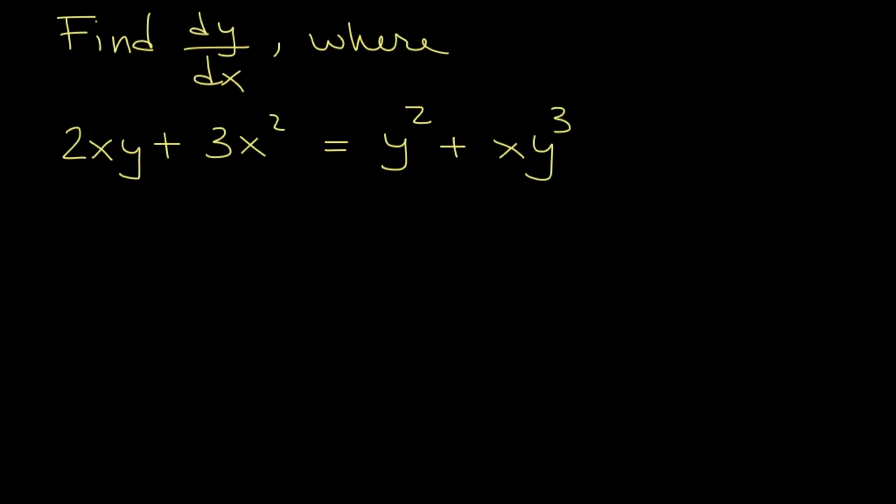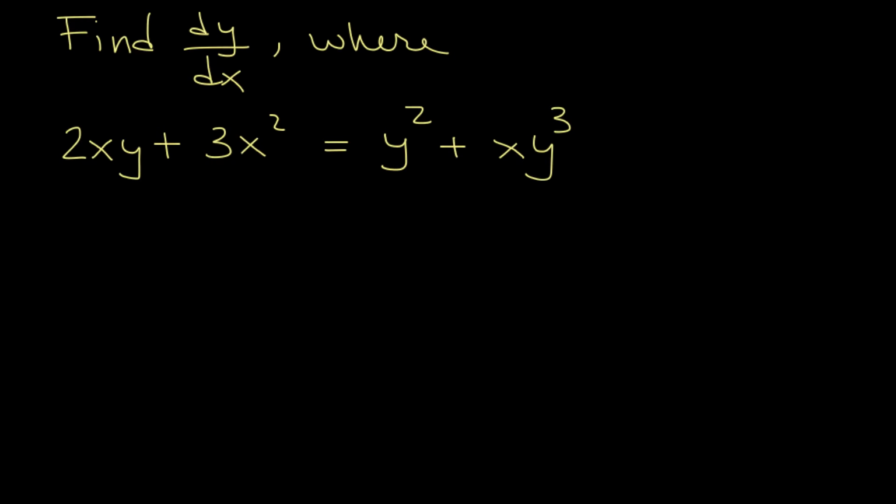In this problem, we're asked to find dy/dx, where x and y are related through this equation: 2xy + 3x² = y² + xy³. Now, this is an implicit differentiation problem because although x and y are related, it may be very difficult to solve for y in terms of x.